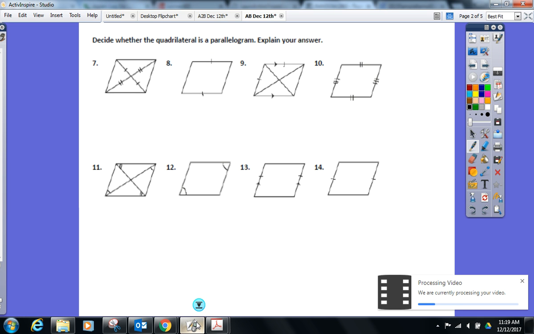Okay, how about we just do it as a class then? How about 7? Yes or no? Yes. Diagonals bisect each other. 8? Nope, need both pair. 9? Nope. How about 10? Yes. Opposite sides congruent. How about 11?